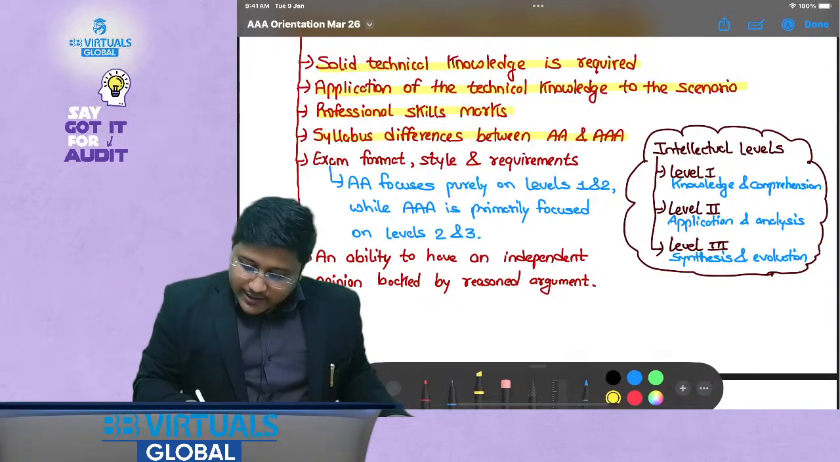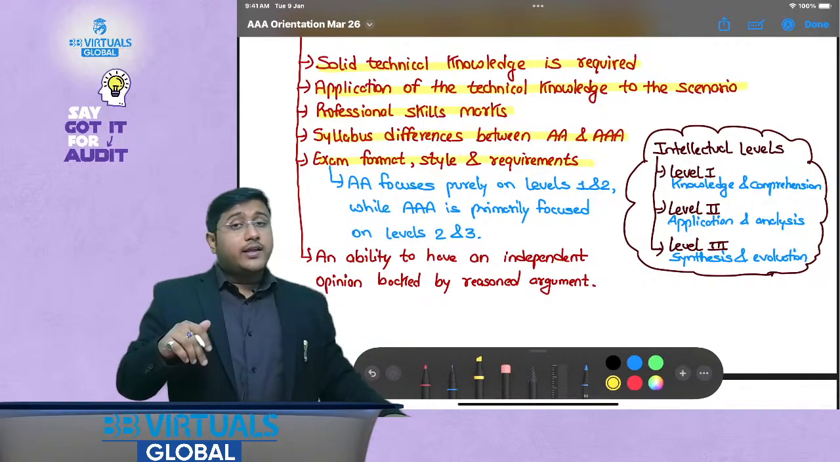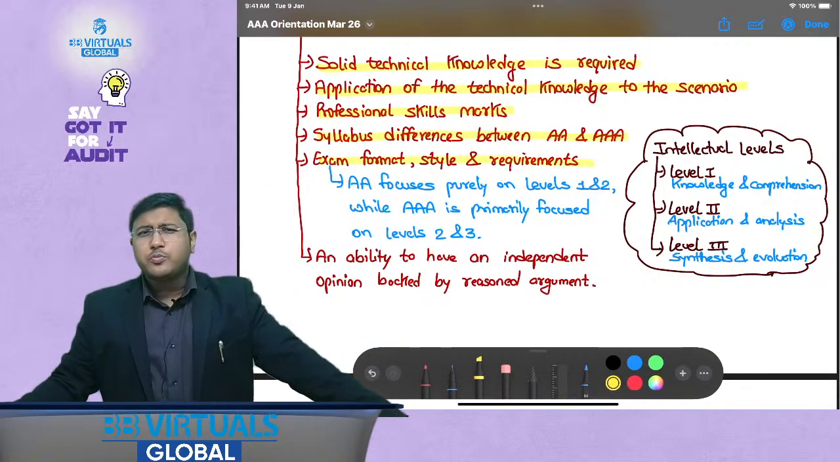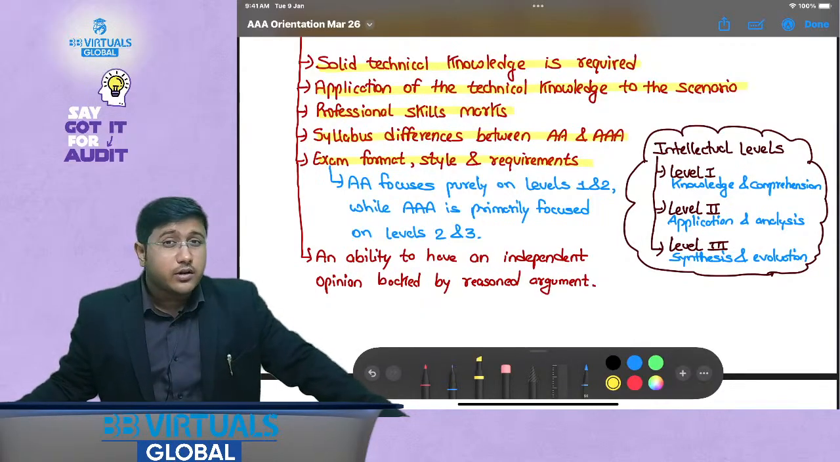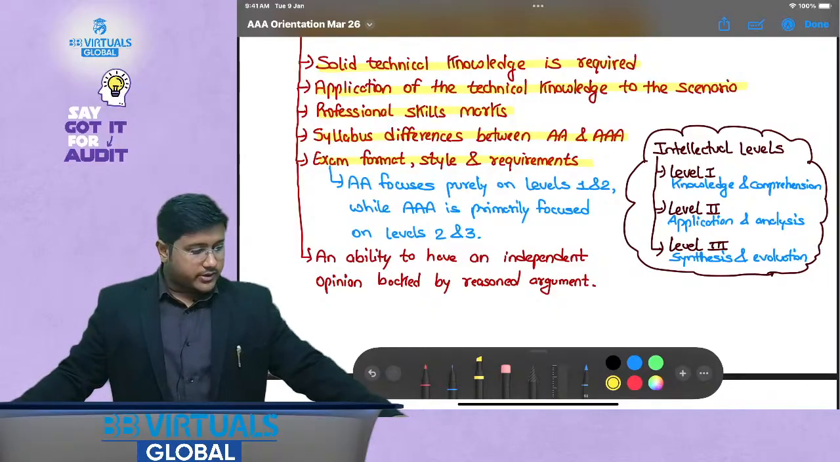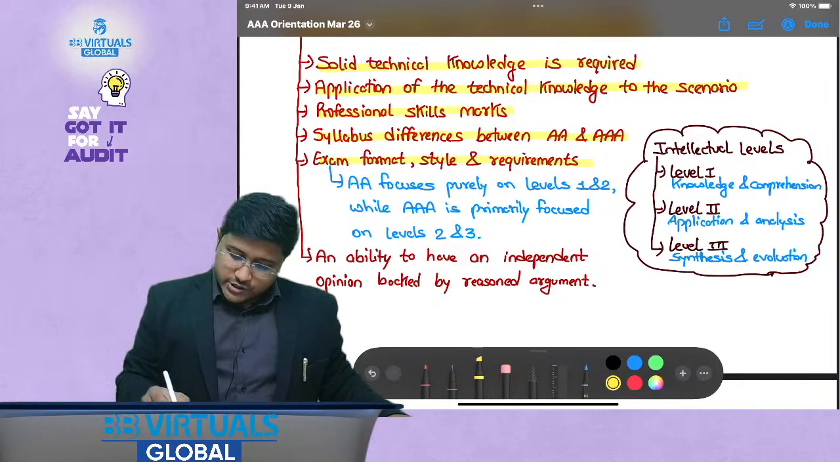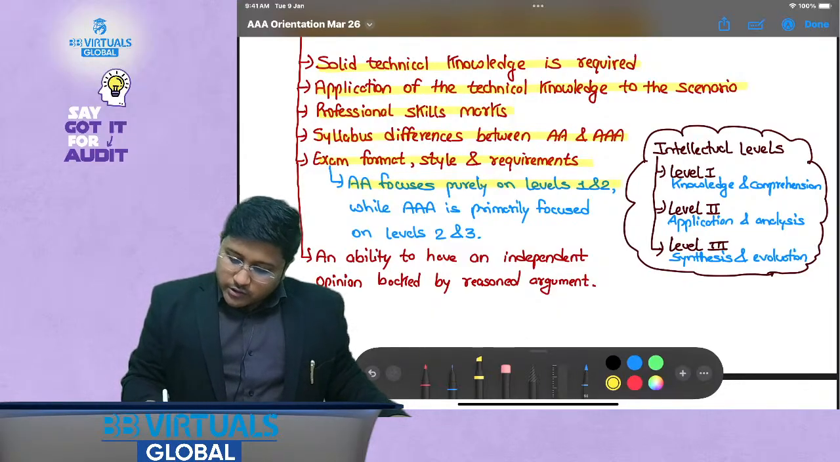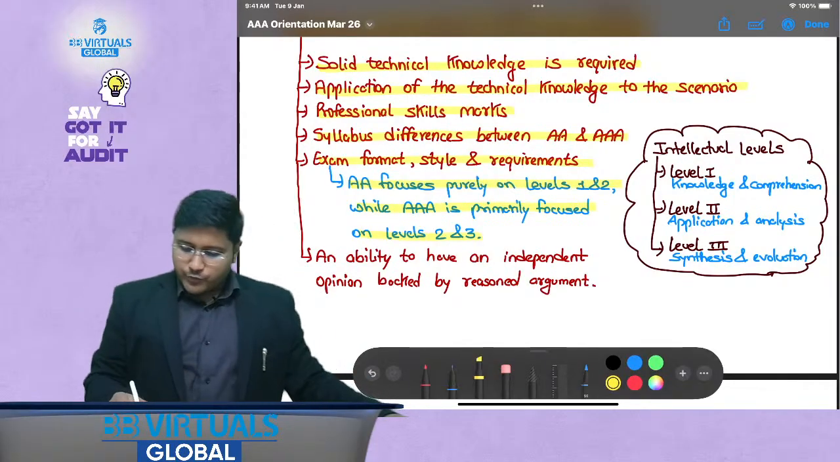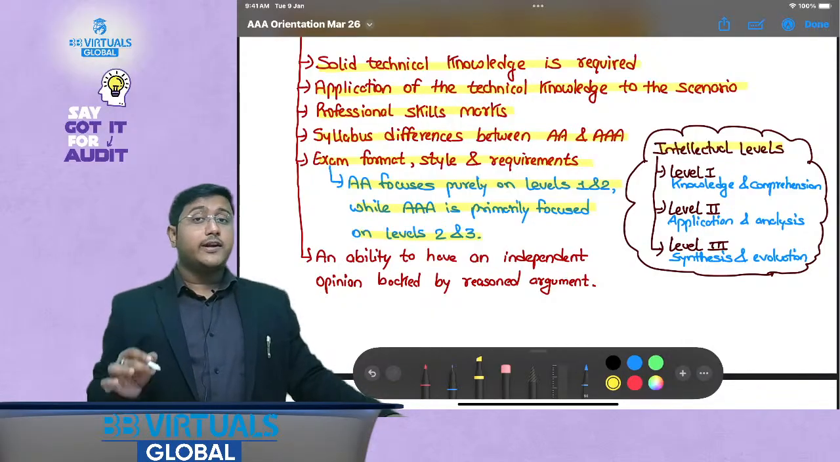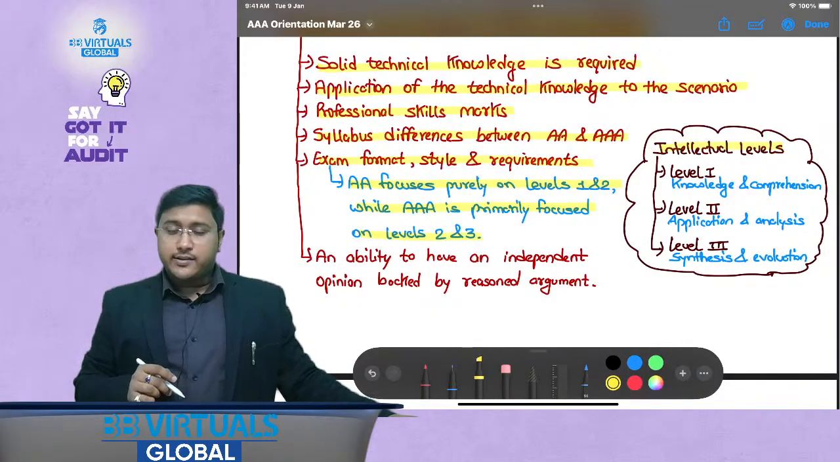Okay, now exam format and style. In case of AA, there used to be MCQs also, right? 30% MCQ, 70% descriptive. This one is purely descriptive, 100 marks descriptive. So that is why there is a syllabus change also. AA focuses purely on levels 1 and 2, while AAA is primarily focused on levels 2 and 3. What are these levels 1, 2, 3? Let's read it here. These are intellectual levels given by the ACCA body only.